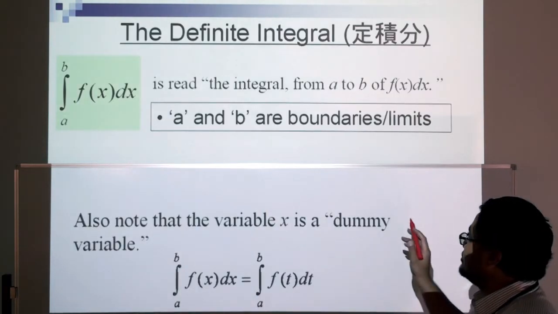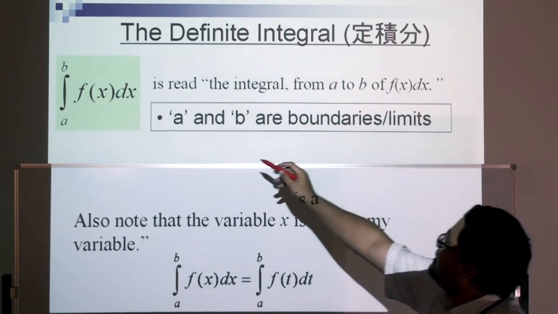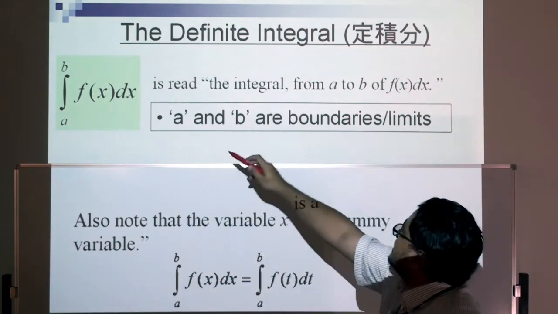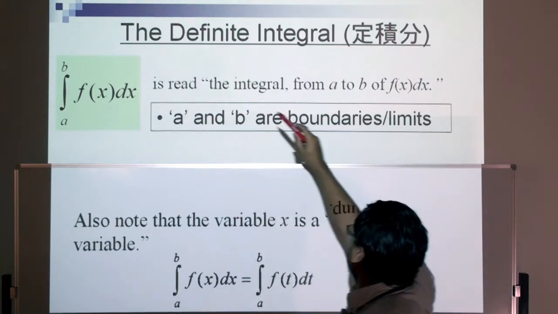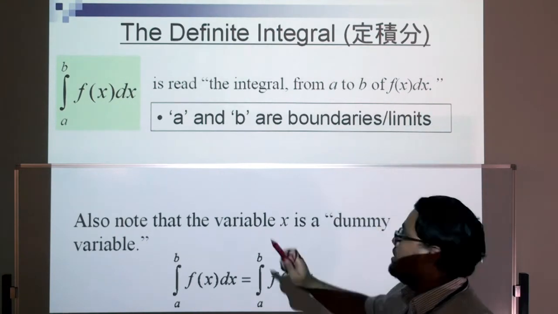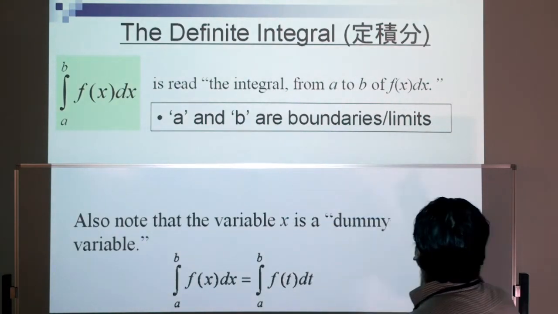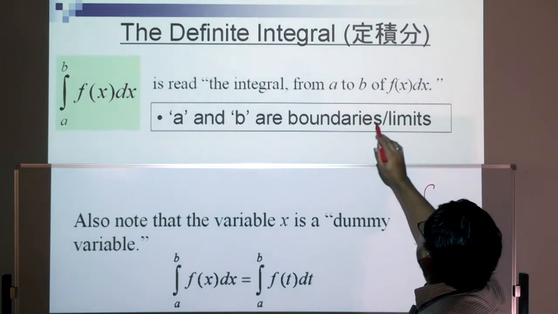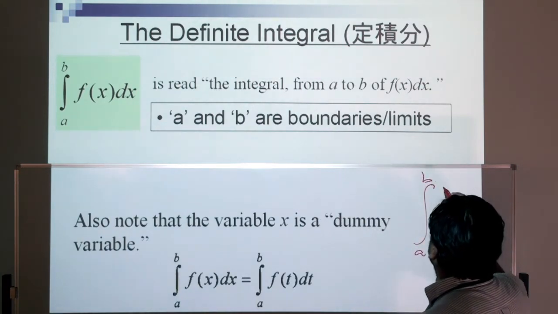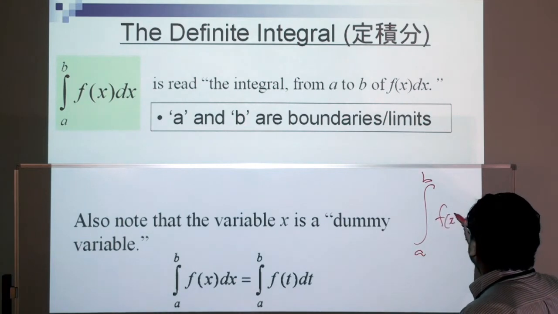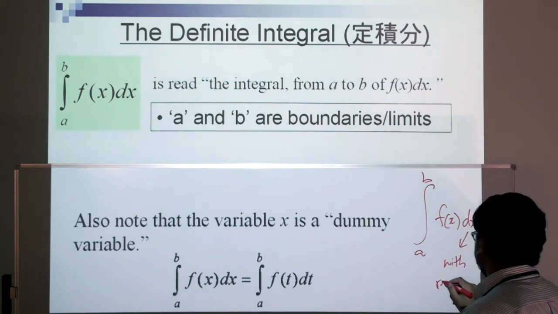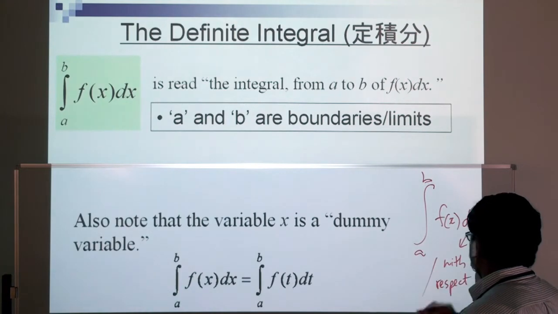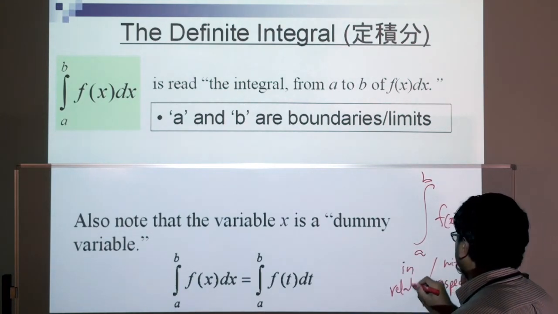Okay, so the definite integral. Here's an example we have there, that function right there. Now that is read as the integral from a to b of f(x) dx, or the integral, okay, that means the integral from a to b of the function f(x) with respect to x, dx, in other words, in relation.